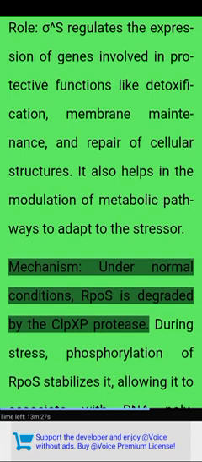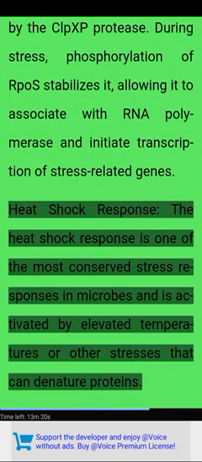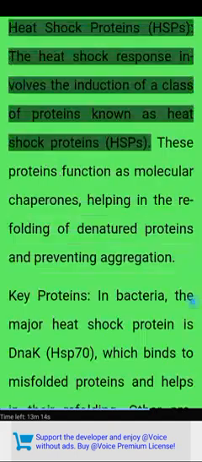Mechanism. Under normal conditions, RpoS is degraded by the ClpXP protease. During stress, phosphorylation of RpoS stabilizes it, allowing it to associate with RNA polymerase and initiate transcription of stress-related genes. Heat shock response. The heat shock response is one of the most conserved stress responses in microbes and is activated by elevated temperatures or other stresses that can denature proteins.